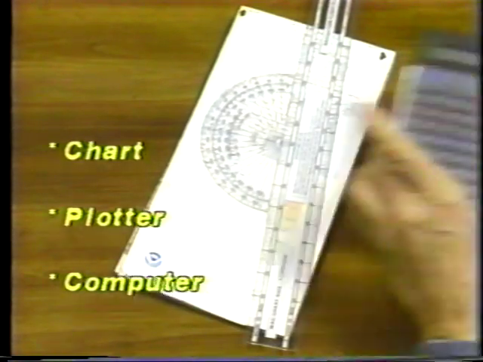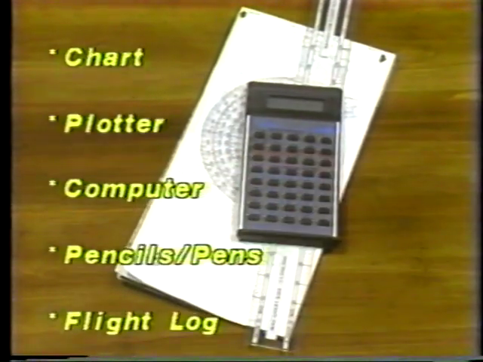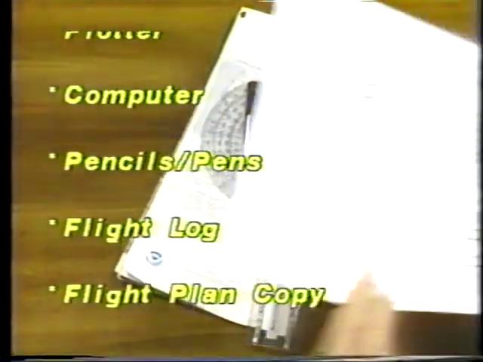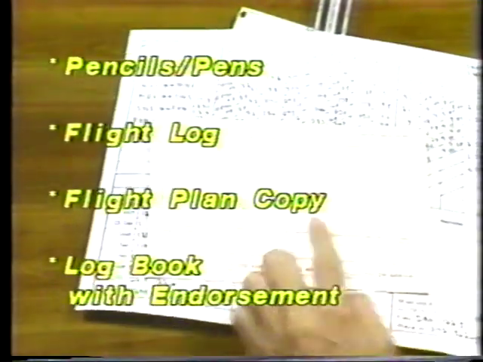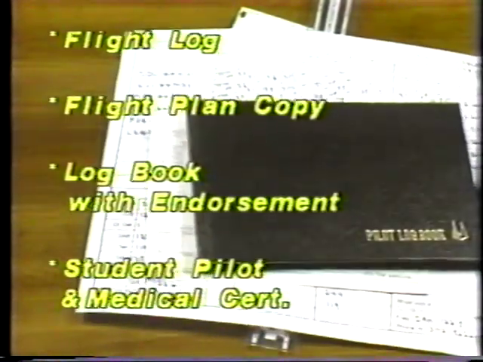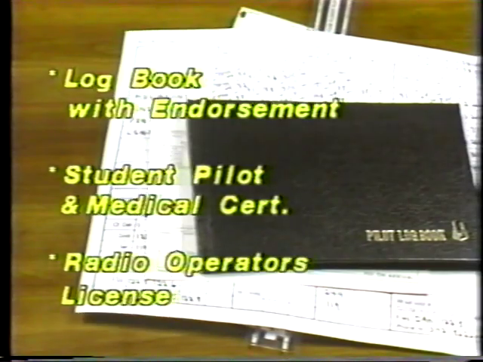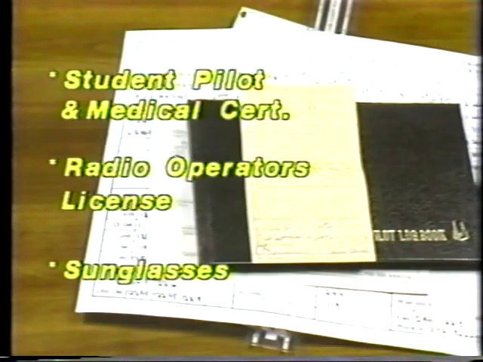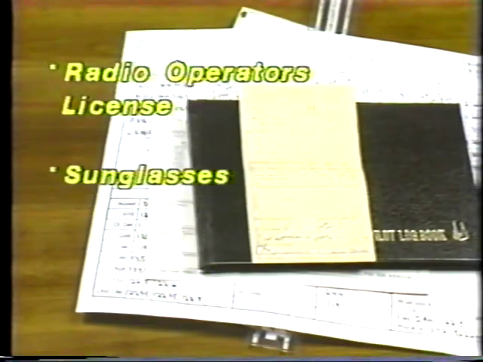Now, a check of our navigational and personal equipment. Chart, plotter, computer, pencils, flight log, flight plan copy, logbook with instructor endorsement for the flight, student pilot and medical certificate also properly endorsed, radio operator's license, and sunglasses. All that's left now is to file our flight plan using the FAA format.